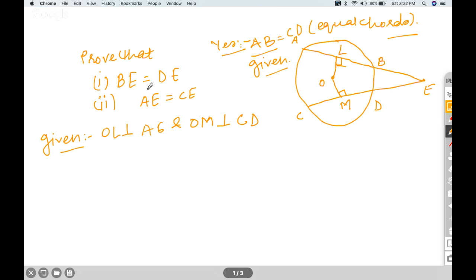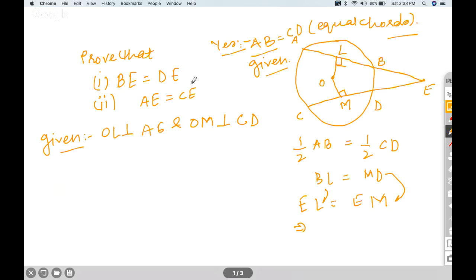One hint to you guys is if you have to prove that BE is equal to DE, and I've given that AB is equal to CD, so half of AB would also be equal to half of CD. So it means that BL will be equal to MD. So if you prove that EL is equal to EM, somehow what will happen is that from there, here you can subtract BL, and here you can subtract MD, and you can prove that BE is equal to DE.